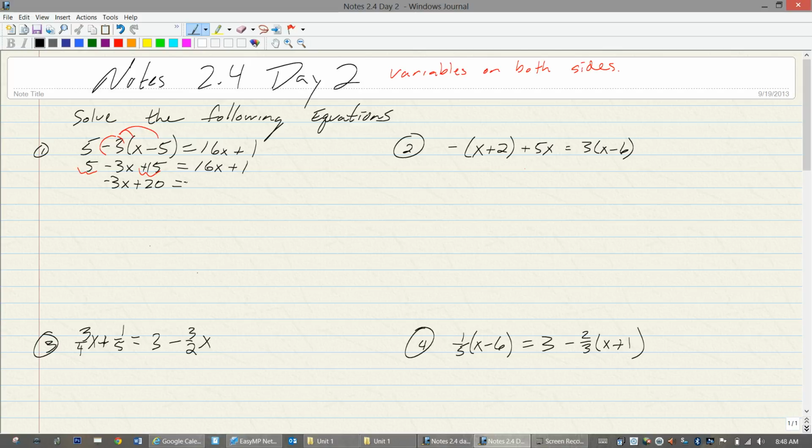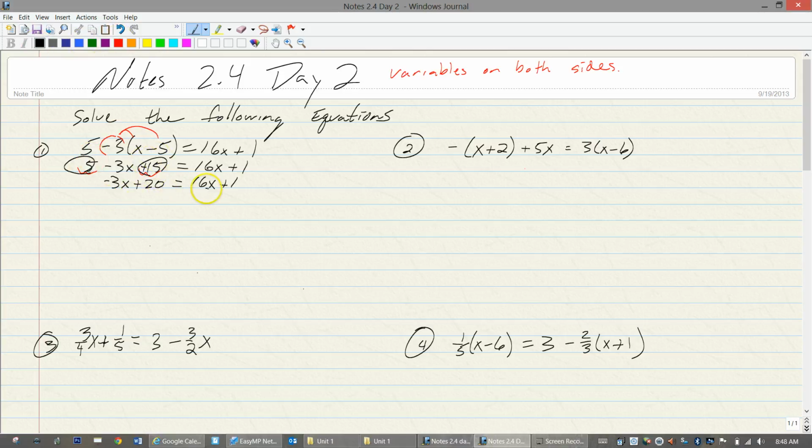Okay. And then on the right, we get 16x plus 1. And now we need to bring the variables together, right? Do you want to go to the left or go to the right with them? Yes, sir. Wouldn't it be -3x plus 15 minus 5? Over here? It's positive 5 plus 15.